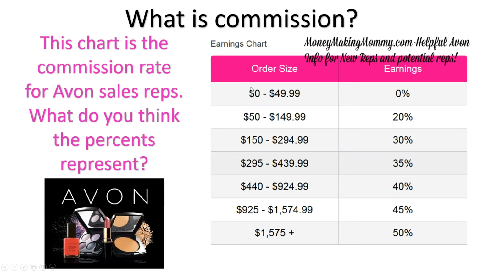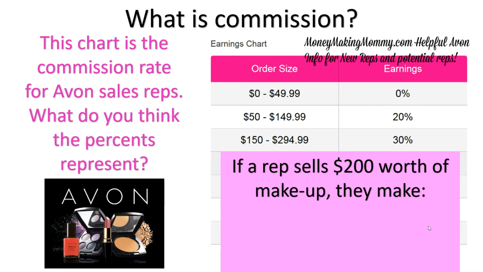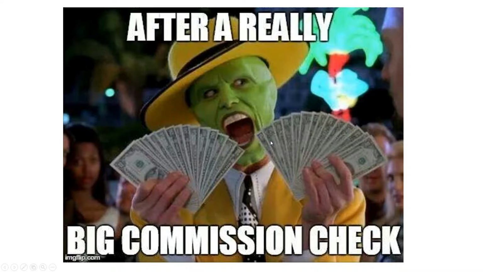So if they sell anything from $0 to $50 for an order, they get nothing. But anything from $50 to $150, they're going to make 20% of that. So they're definitely encouraged to sell bigger orders because they're going to get a higher percent. So when they get to the point of selling over $1,575, they're making half of that as their commission. So for example, if a rep sells $200 worth of makeup, they're going to make 30% of that. So 30%, they're going to get paid for that sale.